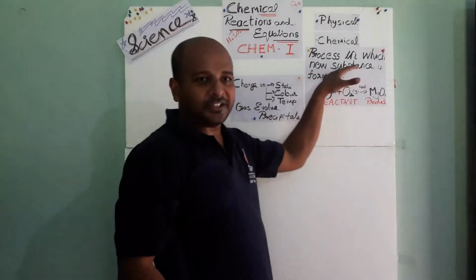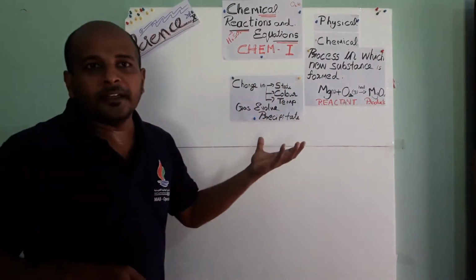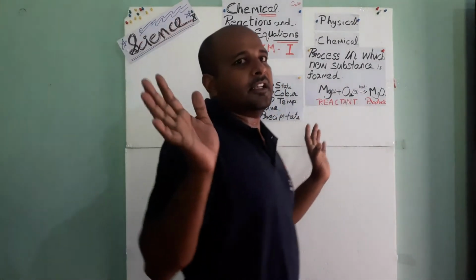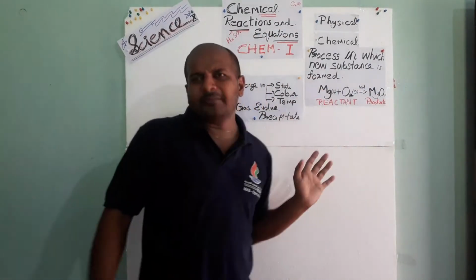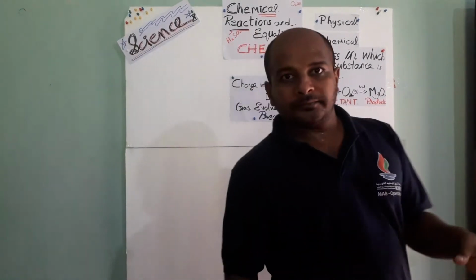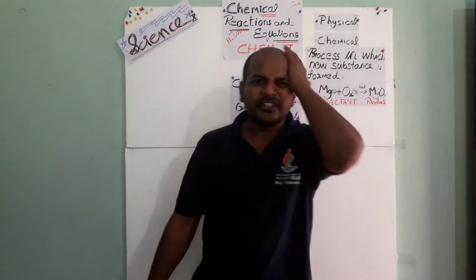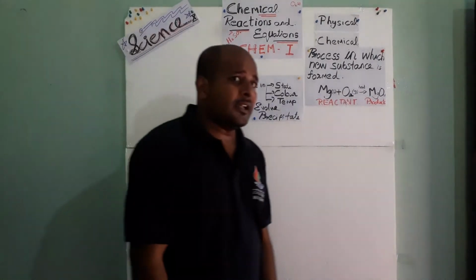And that substance is permanent. We cannot change it back to milk again. Curd, that is the last form. We cannot change it back to the milk. One more example is there. A common example, rusting of iron. I hope you have seen the rusting of iron. Everywhere we can see a lot of iron around us.